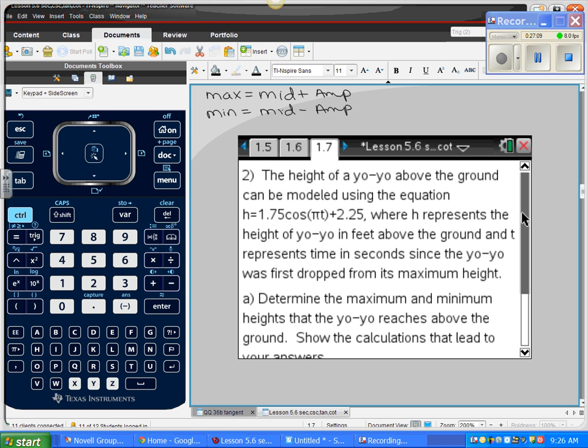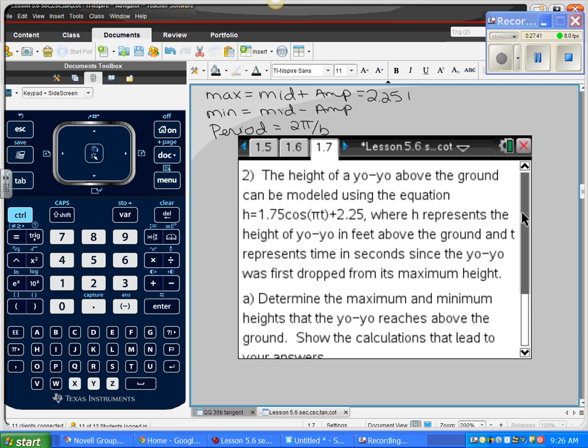That's part A, right? Part B says, I want to know how long it takes to get from my maximum height when I first drop it back to my maximum height. So what am I looking for? I'm looking for the period. Good. How do I find period? Good. Can I find all that information given what I have? Yeah, absolutely. What's my midline?